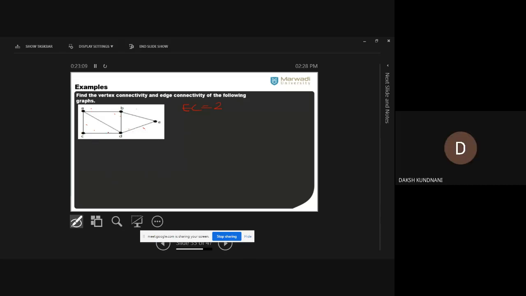Sir, that also 2. That also 2. Yes, very good. Okay, which two vertex you can delete? A and D. Yeah, very good. Okay, A and D को delete कर दो. So which two partition you will get?